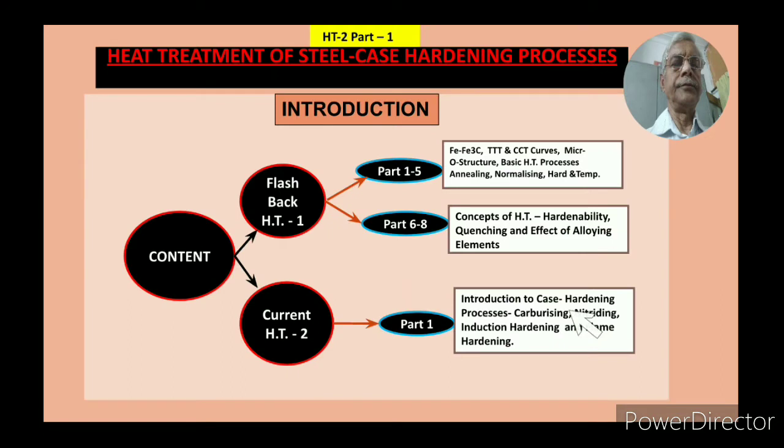So the content is, first of all, a flashback of whatever I have covered in heat treatment series 1. See here, it is part 1 to 5. I have covered the iron carbide diagram, TTT curves, CCT curves, microstructure, then basic heat treatment processes such as annealing, normalizing, hardening and tempering. It was covered in part 1 to part 5. Then in part 6 to 8 I covered concepts of heat treatment like hardenability, quenching and the effect of alloying elements. So these things were covered in series 1.